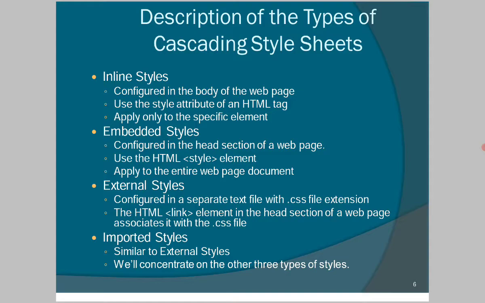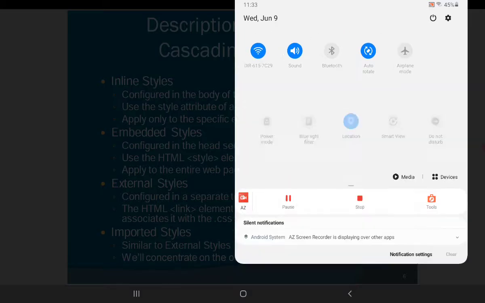Third one is external styles, configured in a separate text file with the .css file extension. The HTML link element in the head section of a web page associates it with the .css file. And the fourth type of style sheets is called imported styles, similar to external styles. We will concentrate on the other three types of styles. So these are the different types of cascading style sheets.